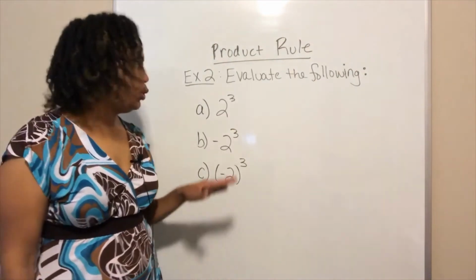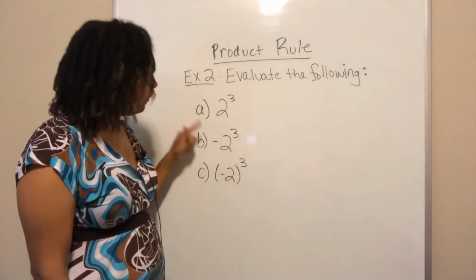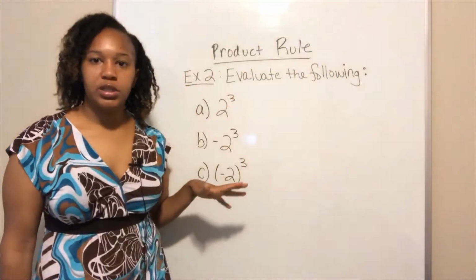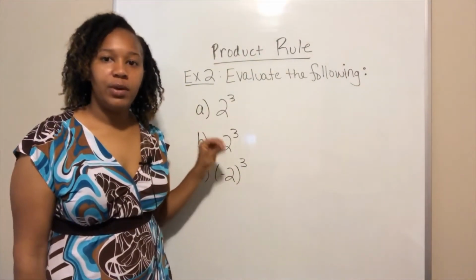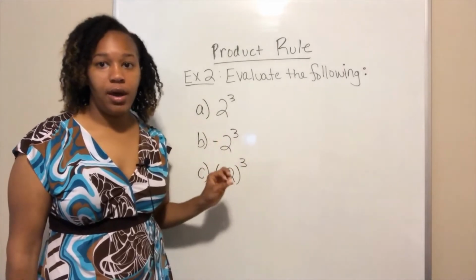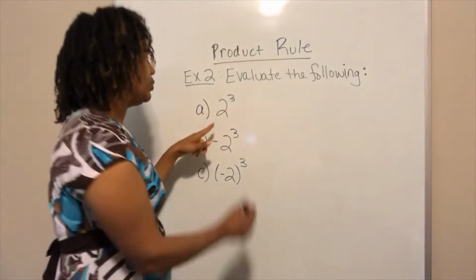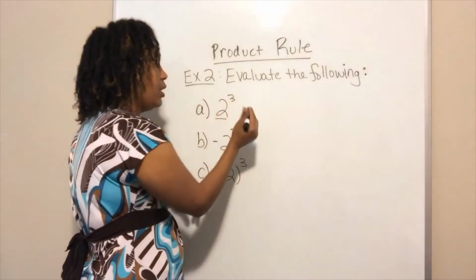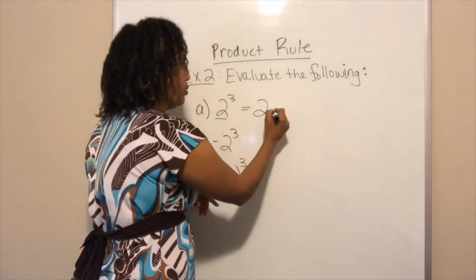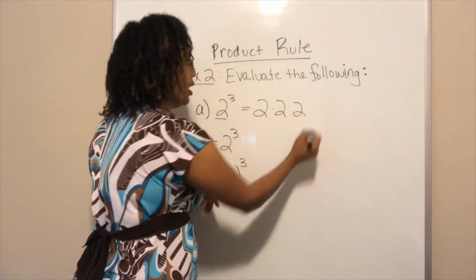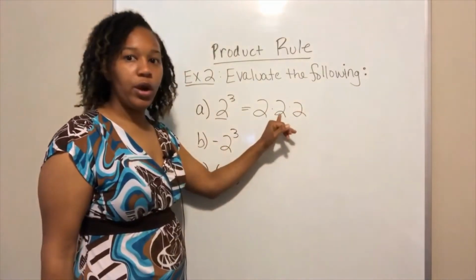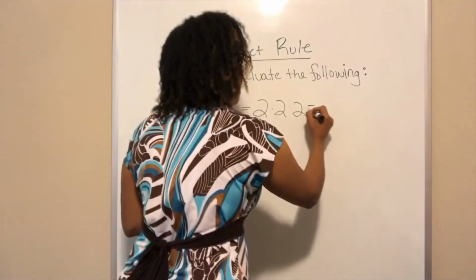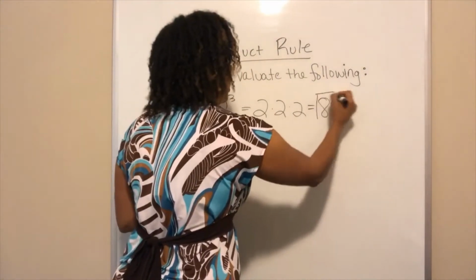In example 2, we want to evaluate the following. So we have 3 different exponential expressions here, and we want to evaluate each of them. They all look the same, but they're all actually different. So this first one says we want to take positive 2, and we want to multiply it 3 times. So 2 times 2 times 2. 2 times 2 is 4. 4 times 2 is 8. So this comes out to be 8.